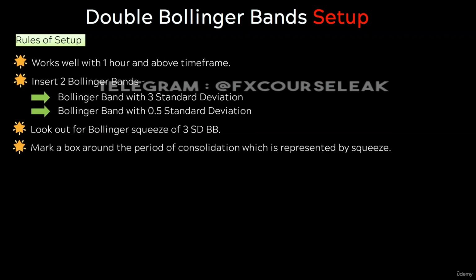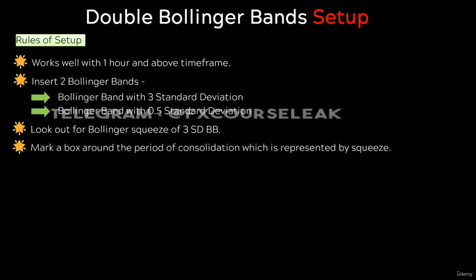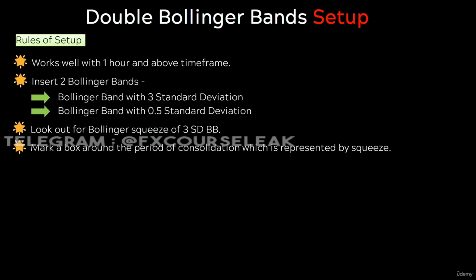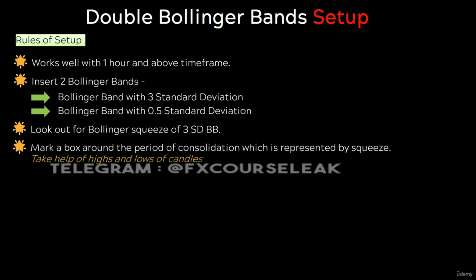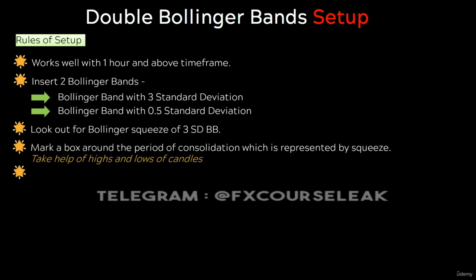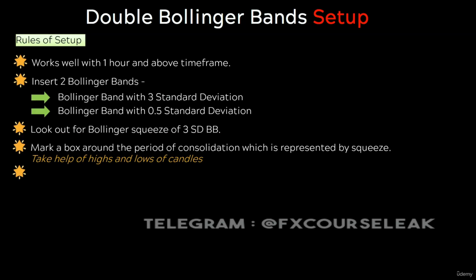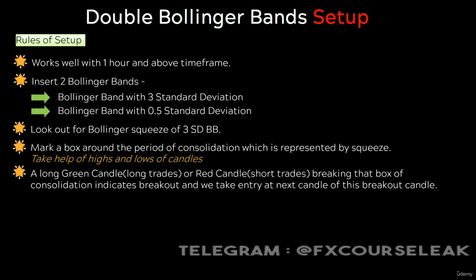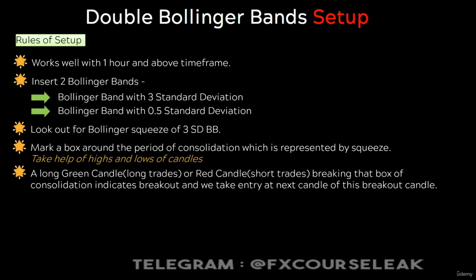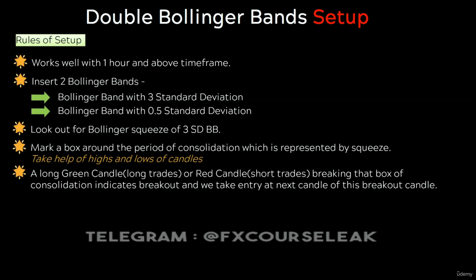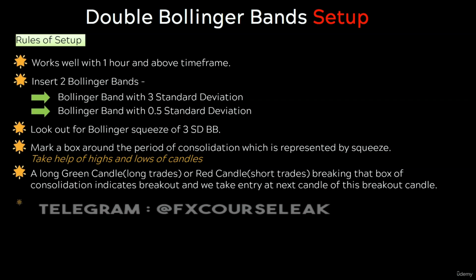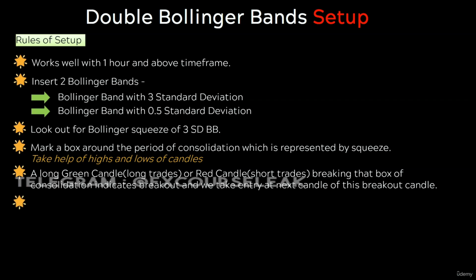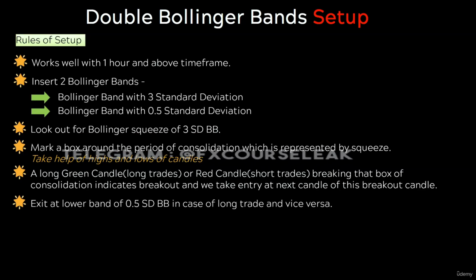After this, mark a box around the period of consolidation which is represented by the squeeze. Now the trick here is to take the help of highs and lows of the candles to mark this box of consolidation. After this, a long green candle in case of long trades or red candle in case of short trades, breaking the box of consolidation indicates breakout, and we will take our entry at the next candle of this breakout candle.